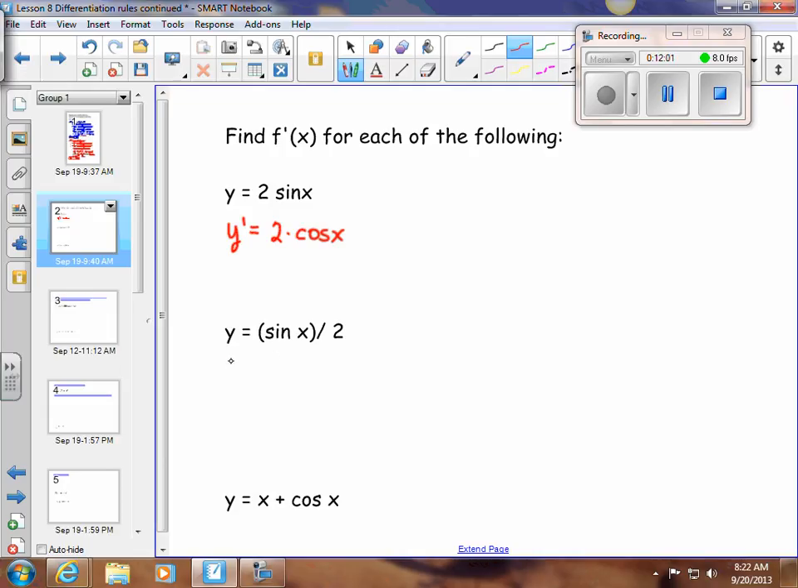In this next example, I would probably rewrite it first. Again, your book may use this notation because it saves space in printing, but this simply means 1/2 times sine of x. So the derivative is going to be 1/2 times the derivative of sine of x, which is cosine of x.